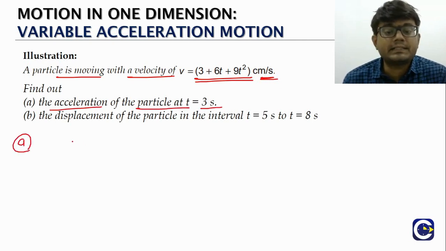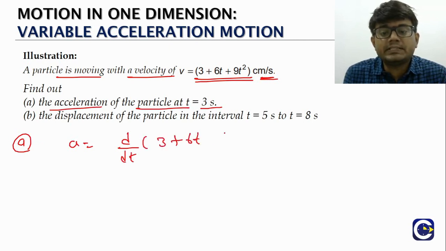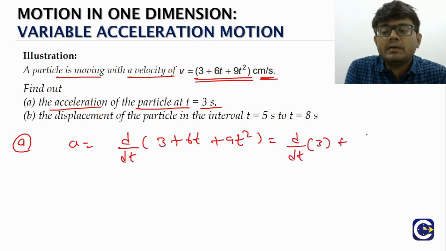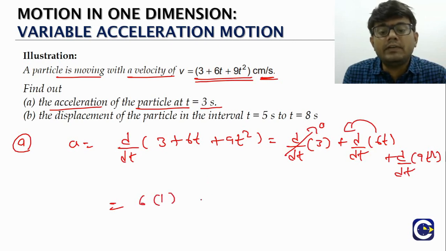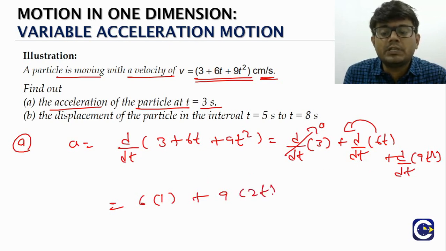So we'll solve the first part. Acceleration means what? We have to take a derivative of the given function, 3 plus 6t plus 9t square, right? We can split the derivative: derivative of 3 plus derivative of 6t plus derivative of 9t square. Derivative of 3 is 0, because it is a constant. Derivative of 6t means 6 comes out, derivative of t will be 1. Here 9 comes out, constant. Derivative of t square means 2t. So 9 twos are 18. So 18t plus 6. That is the acceleration function.